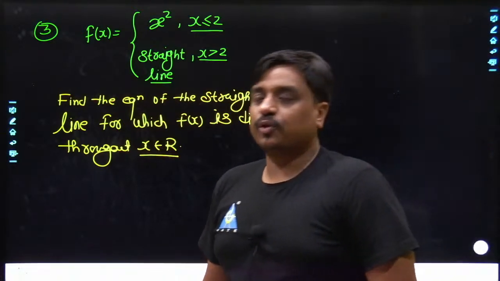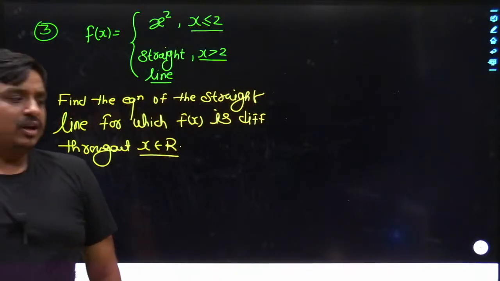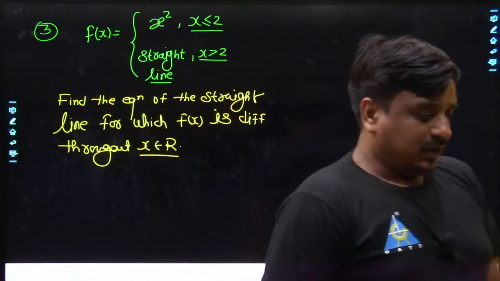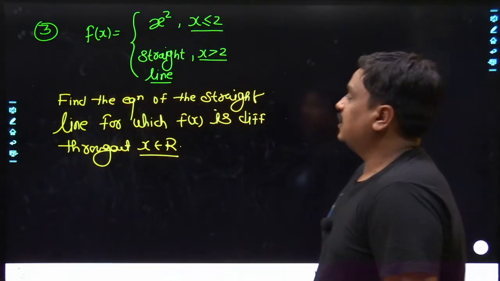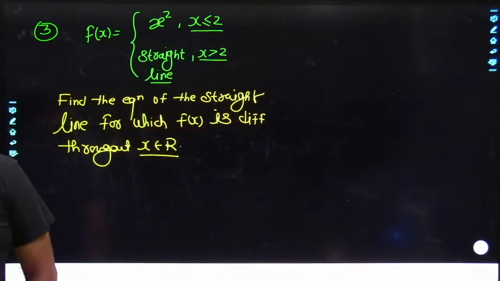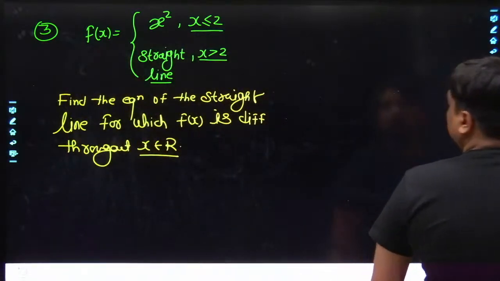I want the input from each one of you. At most you can take 90 to 100 seconds. So I would wait for the response from each one of you. What would be the equation of that straight line? I want the input from each one of you.